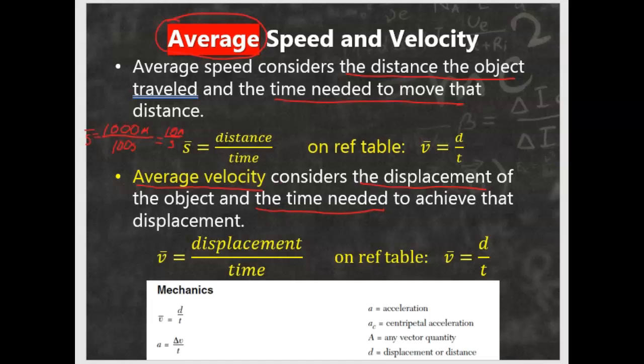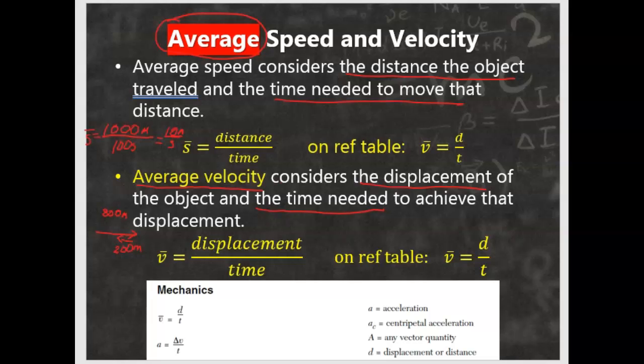Remember, displacement is a vector, so displacement has a direction associated with it. And if we moved, let's say we moved 800 meters to the right, and then we moved 200 meters to the left, and we did the whole thing in 100 seconds.